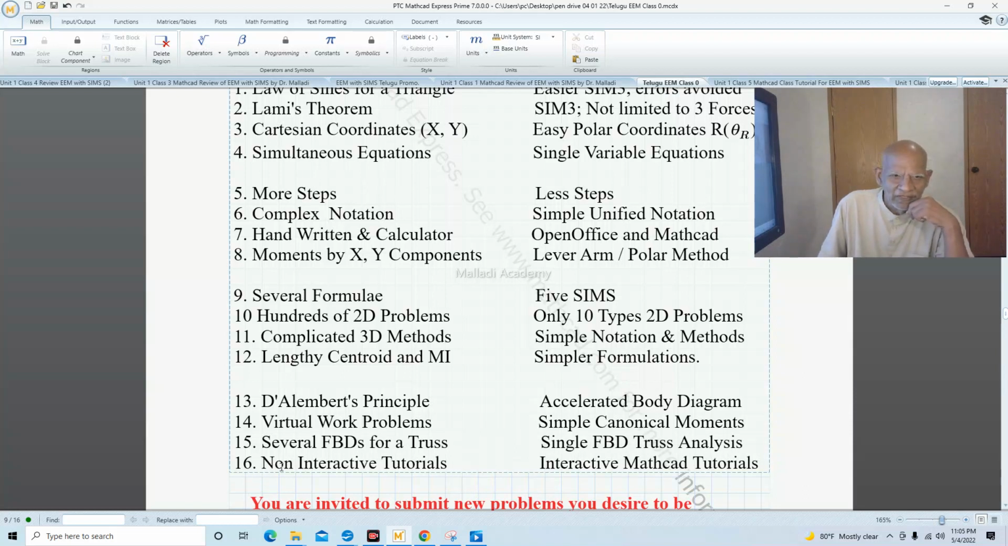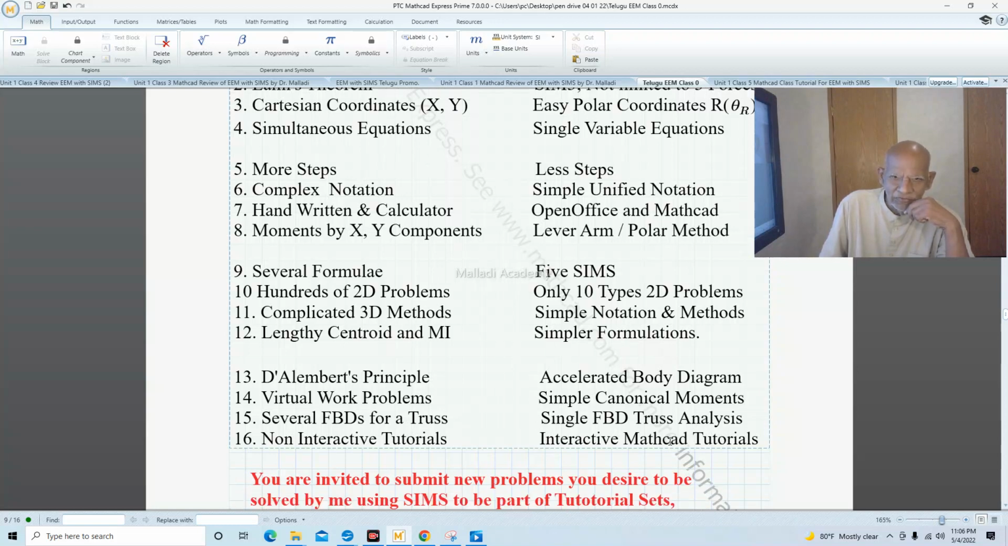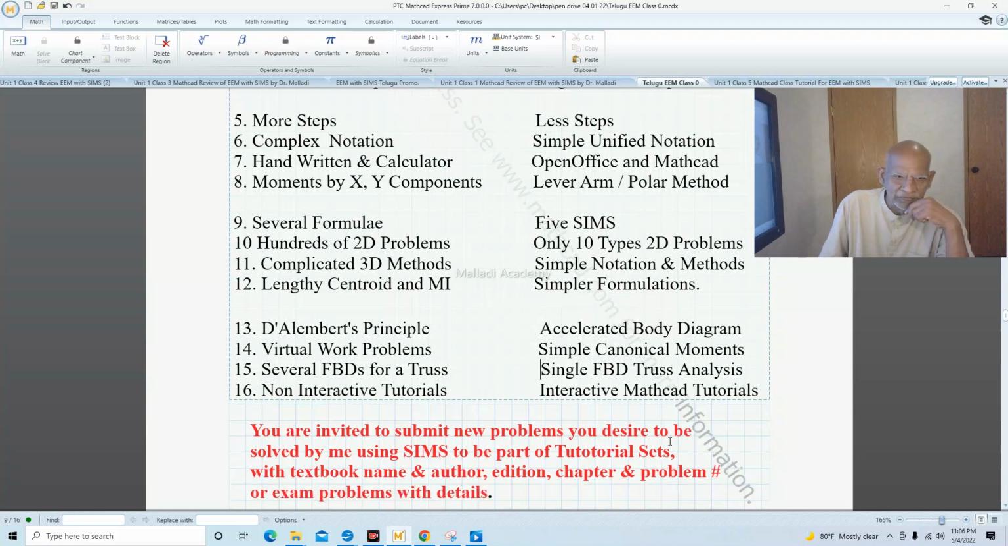Now finally, the tutorials are non-interactive in the traditional presentations, whereas here they are completely interactive, and you can use the MathCAD software itself to solve the problems. You are invited to submit new problems you desire to be solved by me using sims, to be part of my tutorial sets, with textbook name, author, edition, chapter, and problem number, etc. Or if it is an exam problem, please provide me the details of it, etc.